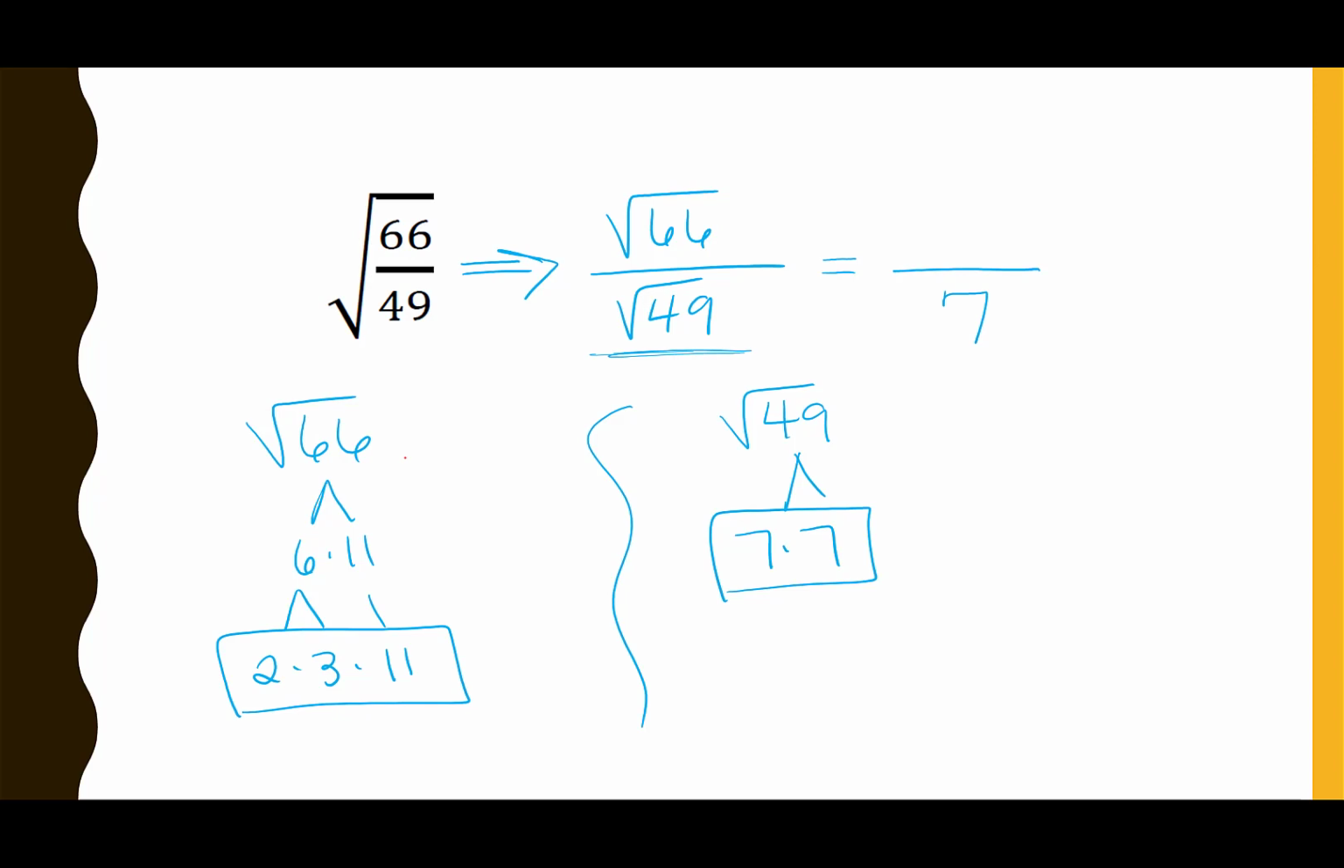Now over here, the square root of 66, it seems like 66 would be a large enough number to find a set of matching numbers, but there's not. The 2, the 3, and the 11 are single factors. They don't have a match. And so we're going to simply leave the numerator the same. And y'all, this is as far as this problem can go.